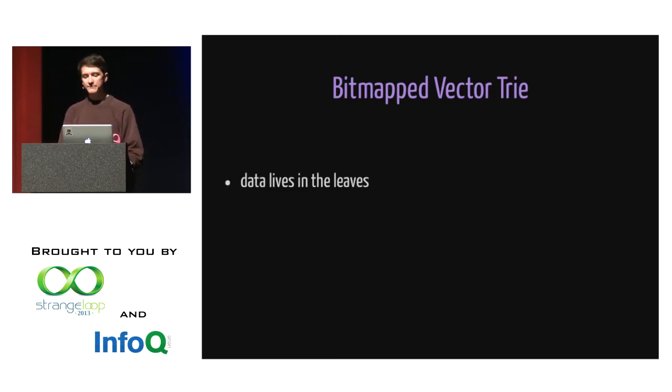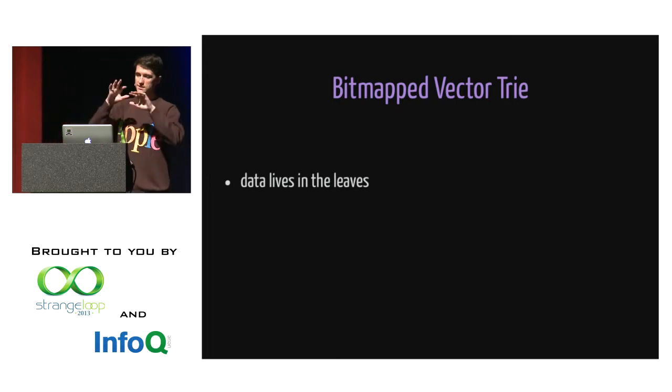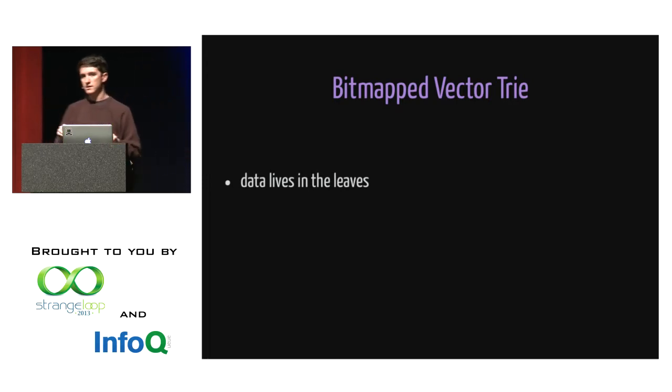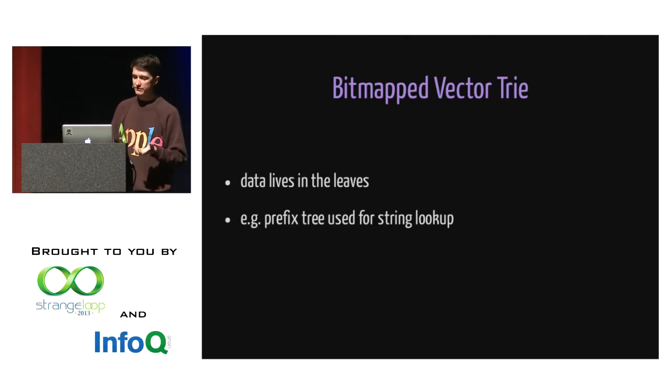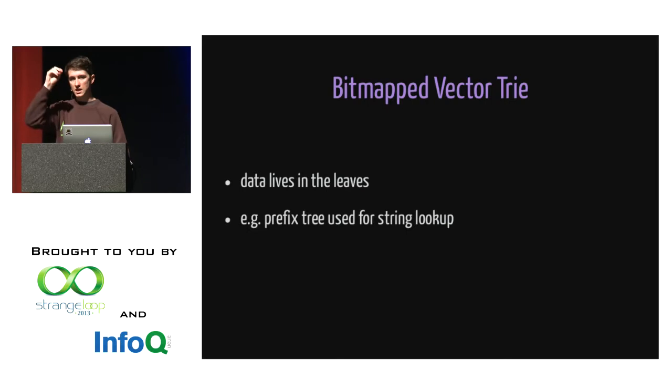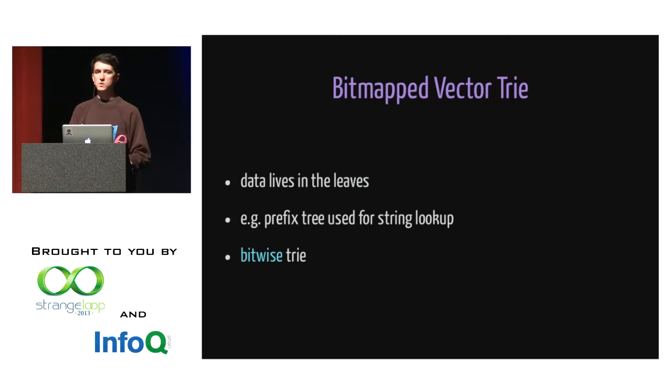Now, the bitmapped vector trie is a trie. A trie means that it's a tree where the data is in the leaves. And the nodes going down to the leaves represent a path to a certain piece of data. A common example of this is a prefix tree used for string lookup. So at the top, you might have single characters, and as you get further down, you might have string prefixes, and this could be used for something like autocomplete. We're going to be looking at tries that work on the bitwise level, though, because what we want is a trie that represents some kind of random access array-like structure. So the nodes are going to take a peek at certain bits of the index, and it's going to lead us down to the actual element.